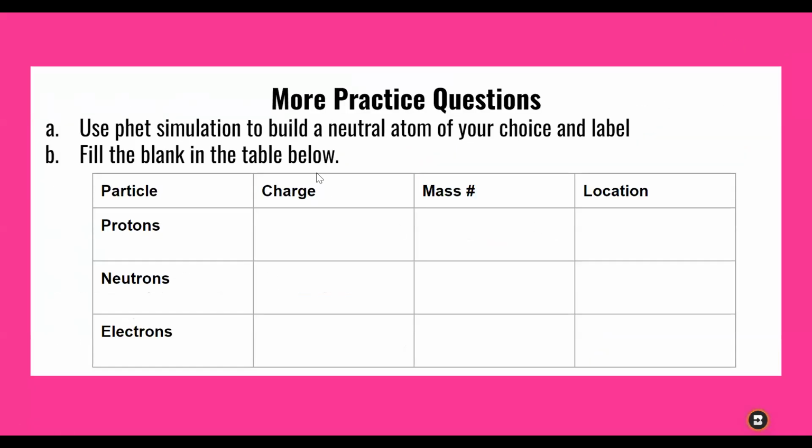I also want you to build an atom. Any atom you like. When you build it, you draw it, and then from the simulation, you can answer all these questions: the protons, the charge, the mass number, the location. Okay. So if you get that right, that means you understood the lesson.